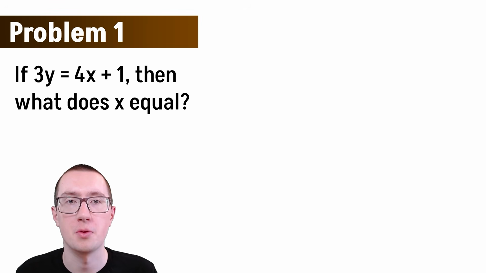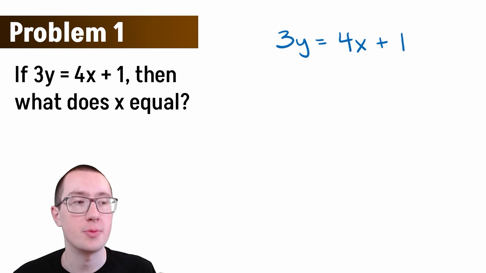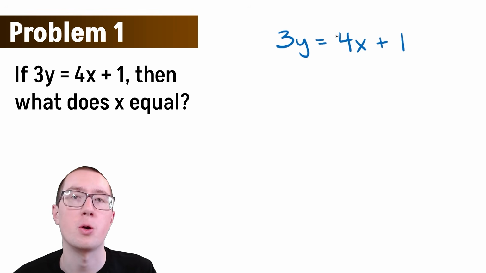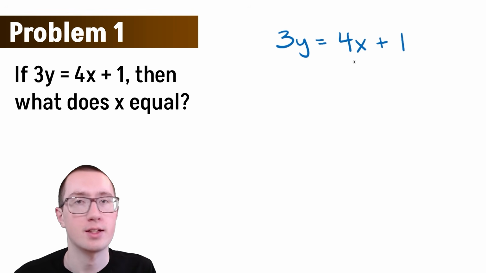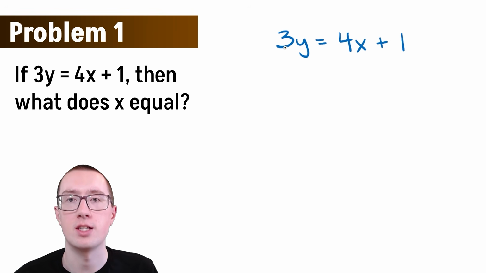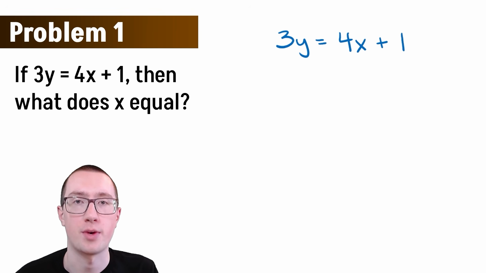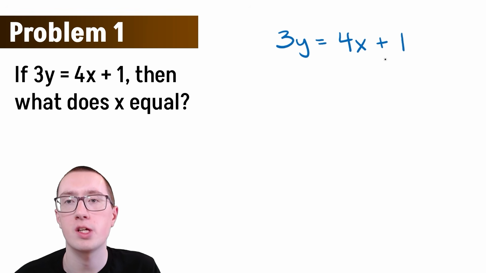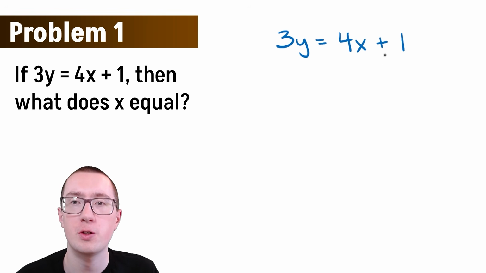So here's the first problem that we'll be doing. It says if 3y equals 4x plus 1, what does x equal? So we're not going to be able to determine exactly what number x is equal to, but we can solve for it in terms of y. So let's just try to get x by itself. Here we have a 4 in its way and a plus 1. And we need to get both of those onto the other side of the equation to get x by itself on its own.